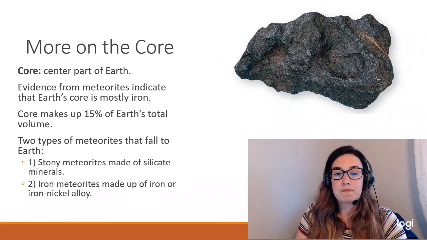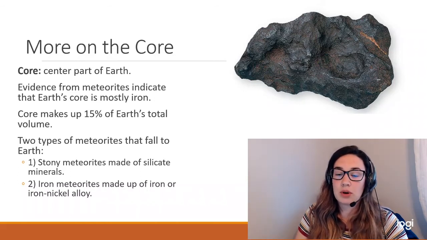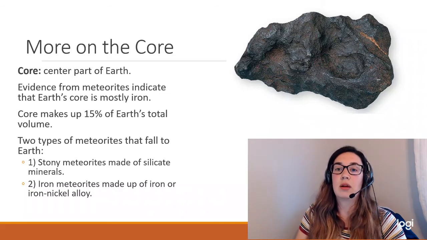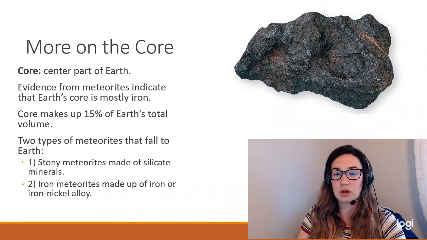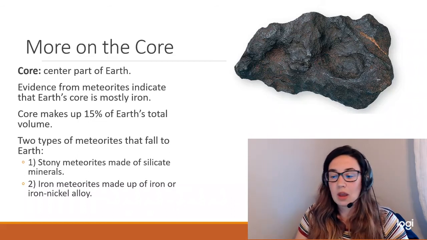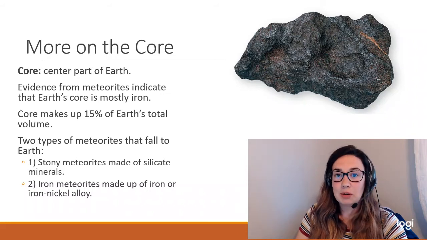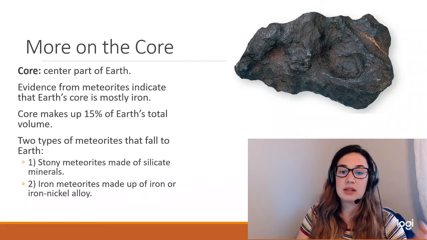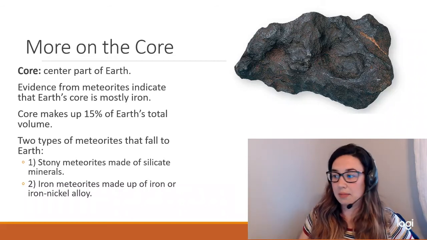We can determine what the core is made of due to our meteorites, right? When meteorites fall to Earth, scientists can examine them, and there are two types of meteorites that will fall to Earth. The first kind are stony meteorites that are primarily made of silicate minerals. The second kind is iron meteorites. They're made up of either iron or iron-nickel alloy. Based on this information, we can determine that our Earth is composed of silicates and possibly iron in the core.